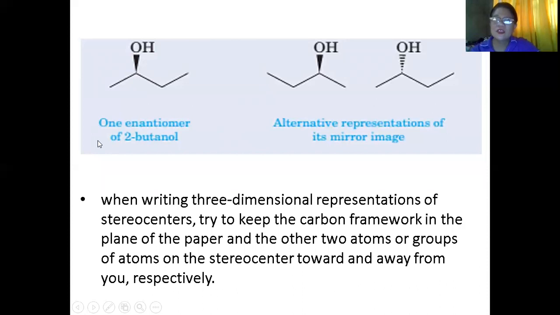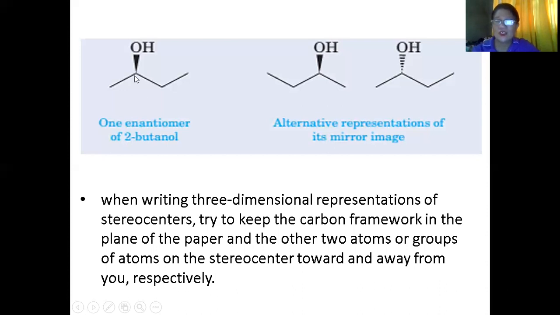So in butanol, there is one enantiomer of 2-butanol. One enantiomer like this. Its mirror image is either this or this. So, an alternative representation of its mirror image. If we are going to write this into a 3-dimensional representation, our stereocenter will be here.